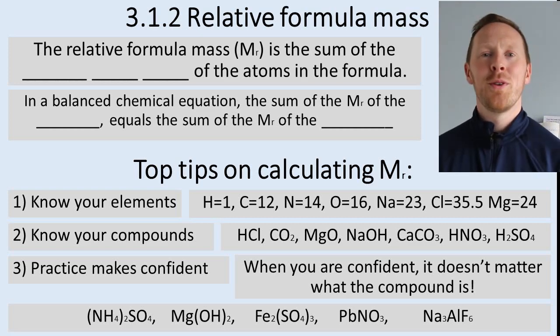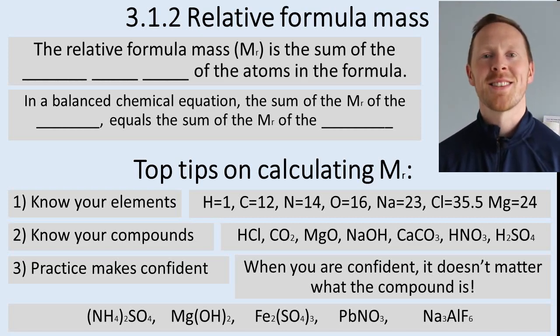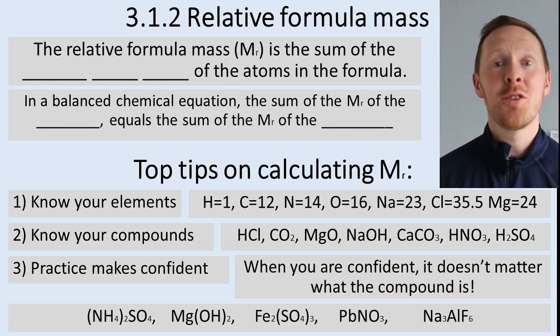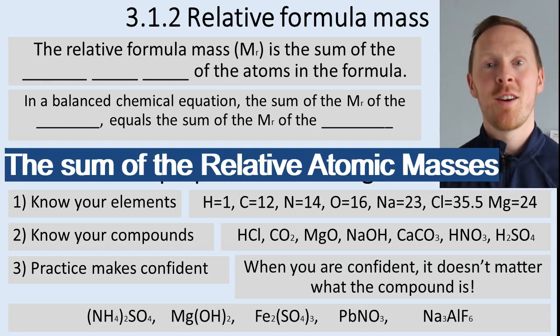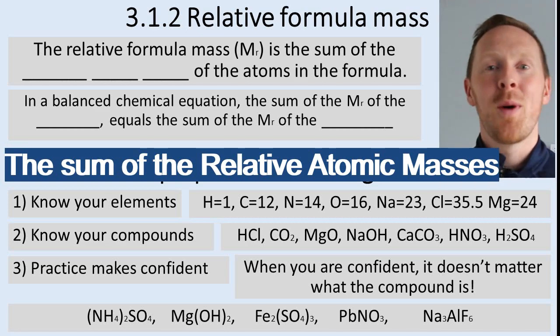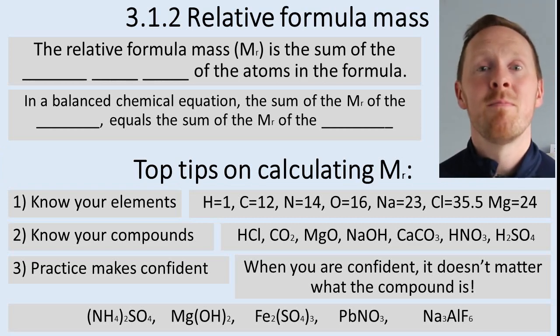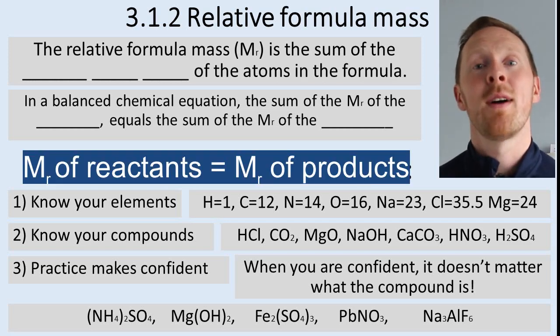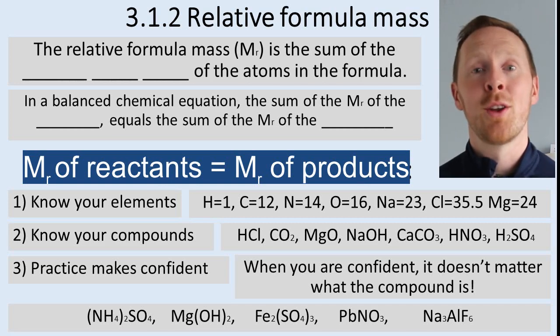Look at 3.1.2, relative formula mass. So the relative formula mass is the sum of the relative atomic masses of the atoms in the formula. So in a balanced simple equation, the relative molecular masses of all the molecules or compounds on the reactant side is going to equal the relative atomic masses of the molecules or compounds on the product side. So reactant mass is going to equal the product mass. That's because no atoms are lost or gained during a chemical reaction.